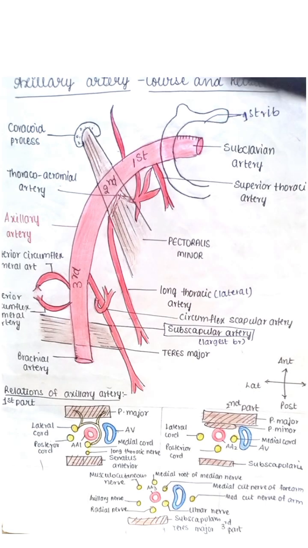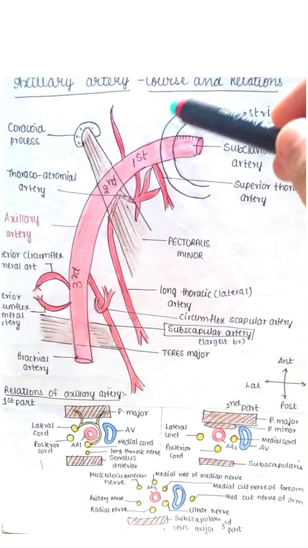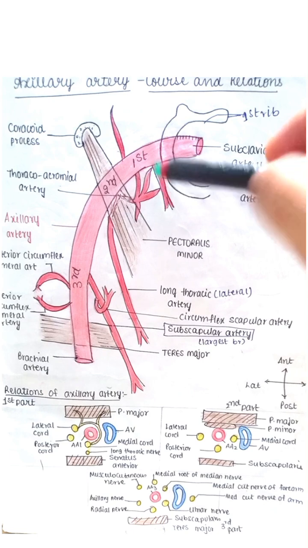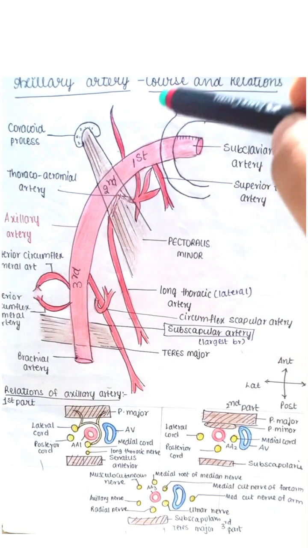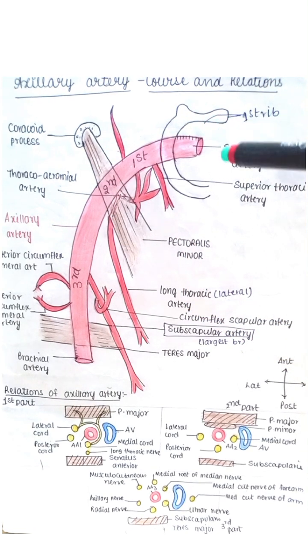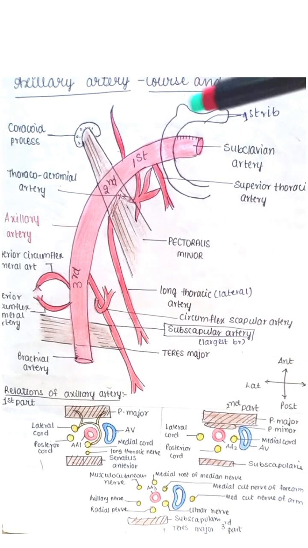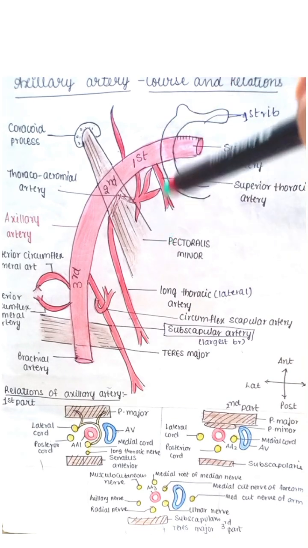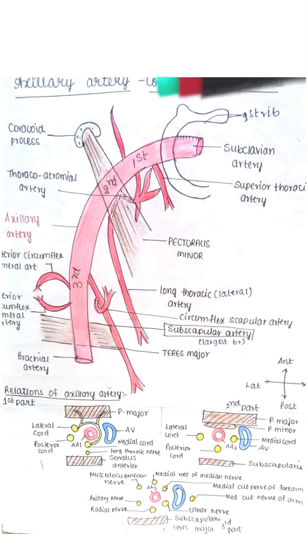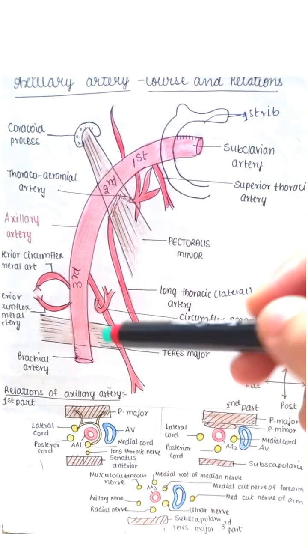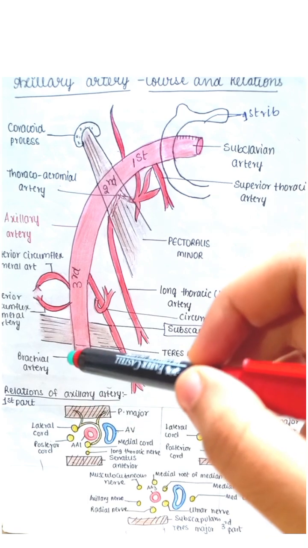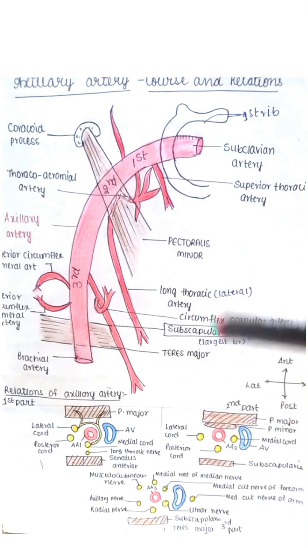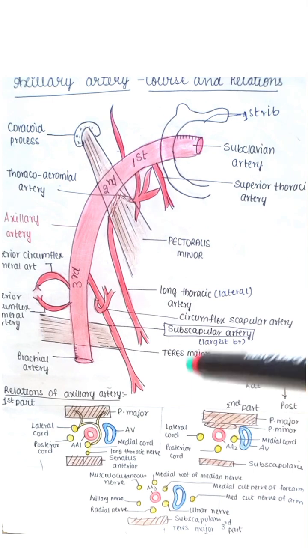Consider this to be the first rib. At the outer border of the first rib, we have the axillary artery beginning as the continuation of the subclavian artery. And its termination: it terminates as the brachial artery at the lower border of the muscle called teres major.